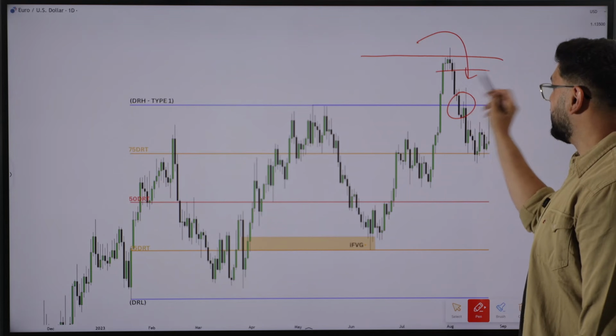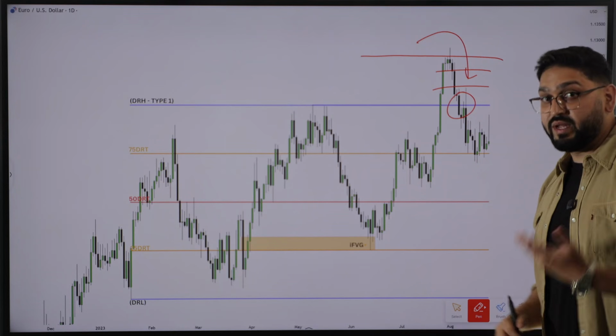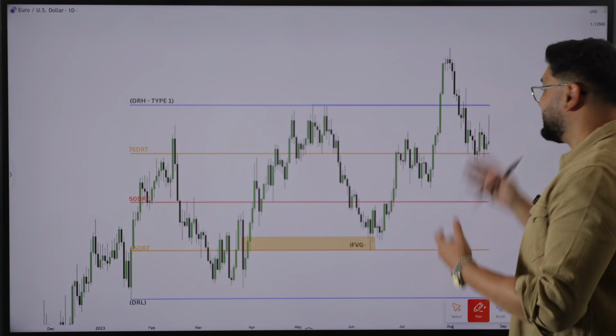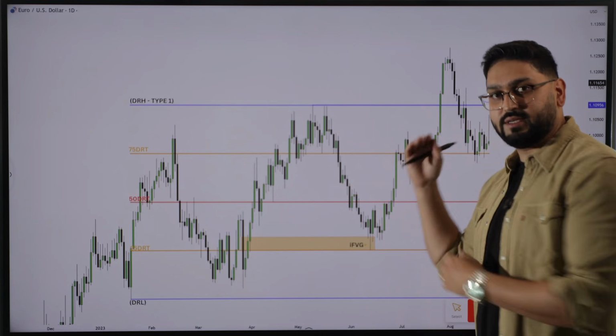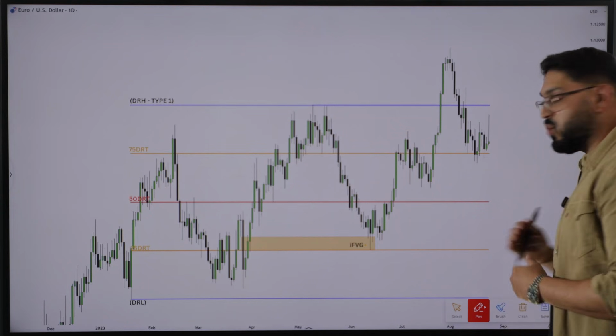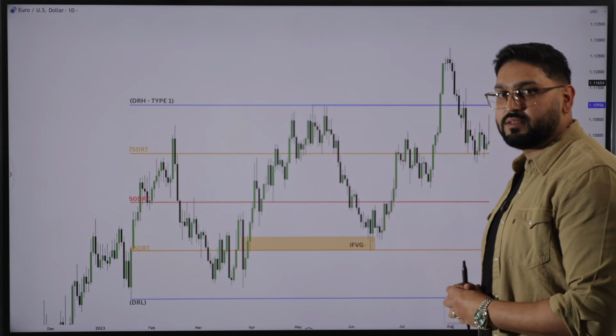Before this happens, we can see it forms a balanced price range. So this again is significant and suggests that price is now likely to switch gears and run lower. Where is it likely to target next?